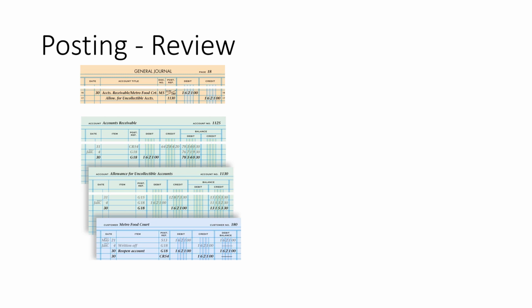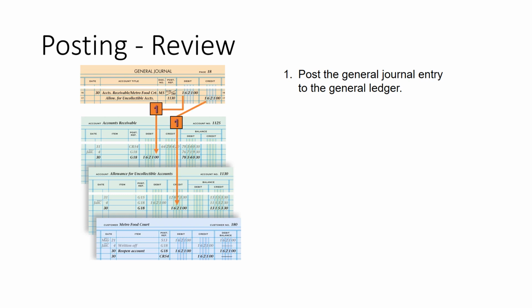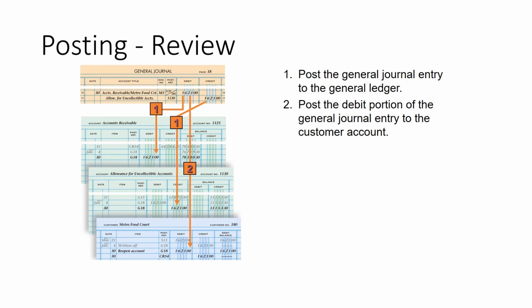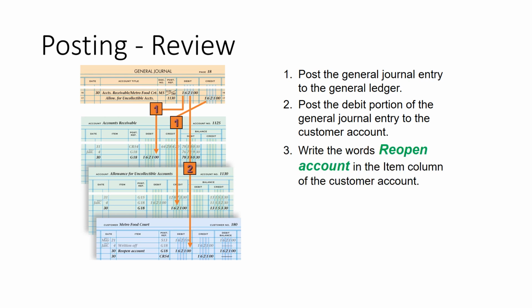And our posting review again is we're going to post the general journal entry to the general ledger. Again, there's three of them that are going to be happening there. One, two, three, right? We're going to post to the accounts receivable. We're going to post to the accounts receivable subsidiary ledger. And then we're going to post to the allowance for uncollectible accounts.